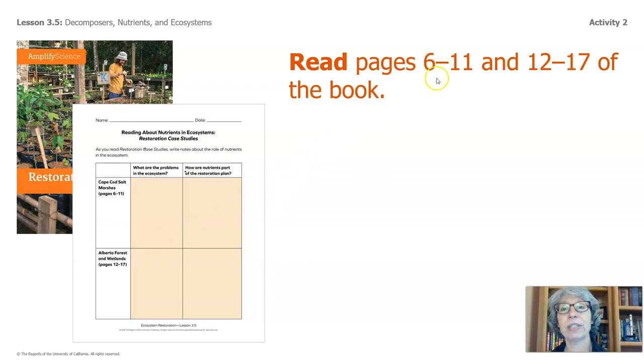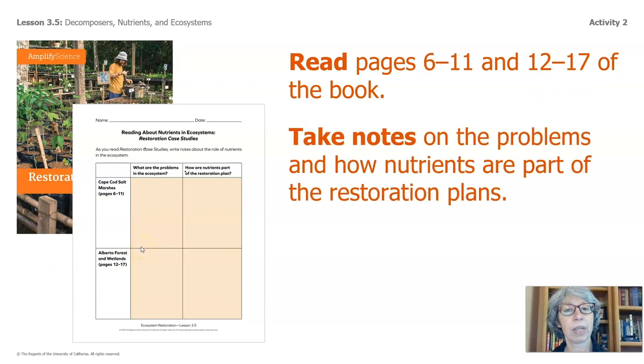You'll read pages 6 through 11 for the Cape Cod salt marsh, and then pages 12 through 17 for the Alberta forest and wetlands. You'll take notes on the problems and how nutrients are part of the restoration plans. So go ahead and pause the video and complete this task, and I'll see you in a bit.